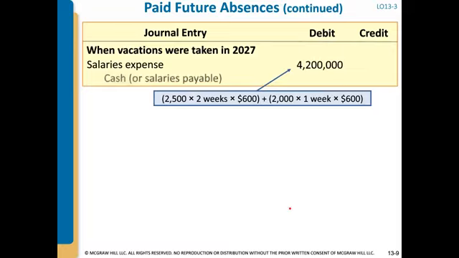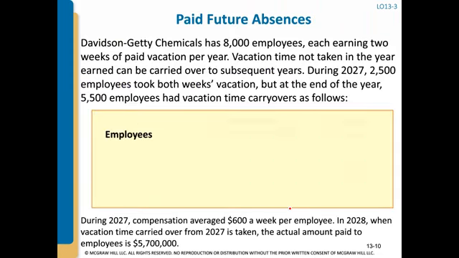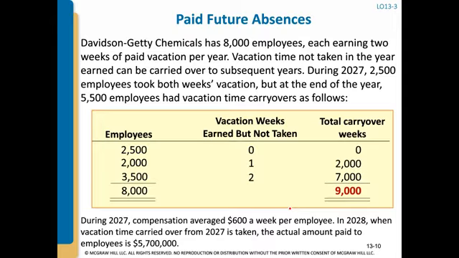The way we record that during 2027, so this is all during the year, we're going to debit salaries expense for $4.2 million and credit cash or salaries payable, depending if some of this was for the year end, and we'll just need to accrue the part that we're going to pay in January of 2028. And so here's that math of 2,500 times 2 times 600, and then 2,000 times 1 week times 600. Okay, back to the same problem.